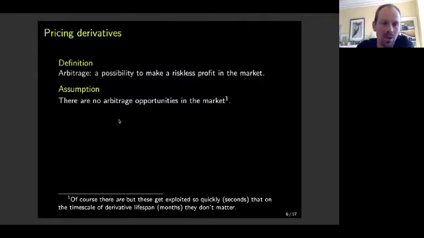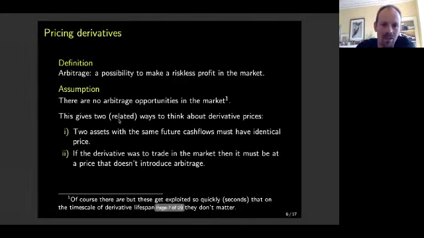If you go back to thinking about short time scales, then you might have to start thinking about arbitrage again. So once you digest the no arbitrage assumption, it gives you two related ways to think about derivative pricing. The first observation is that if there is no arbitrage, then it immediately follows that two assets with the same future cash flows must have identical price today.